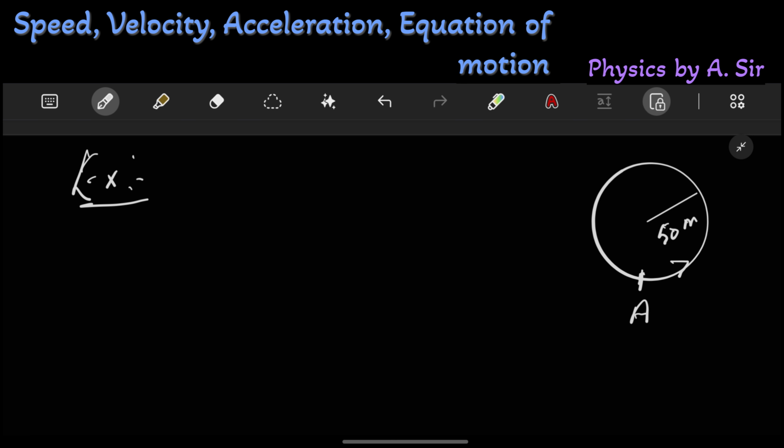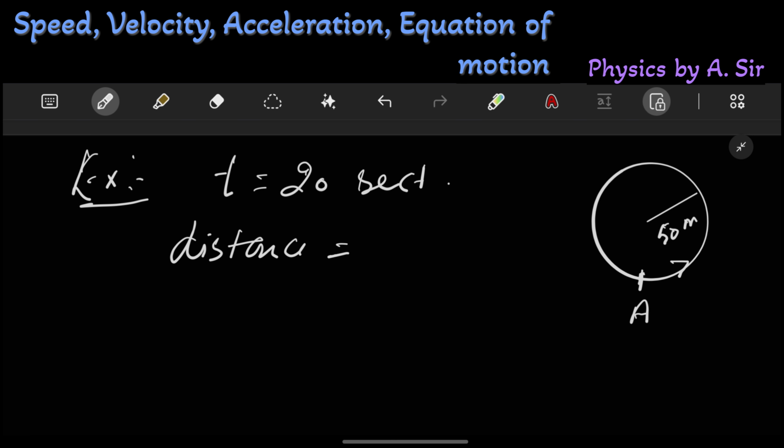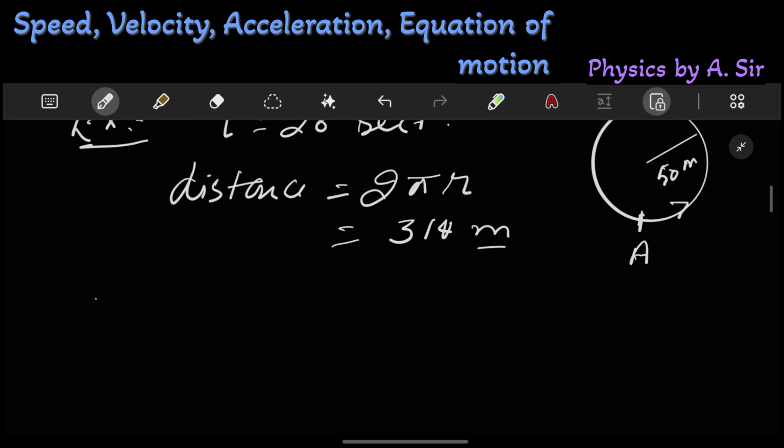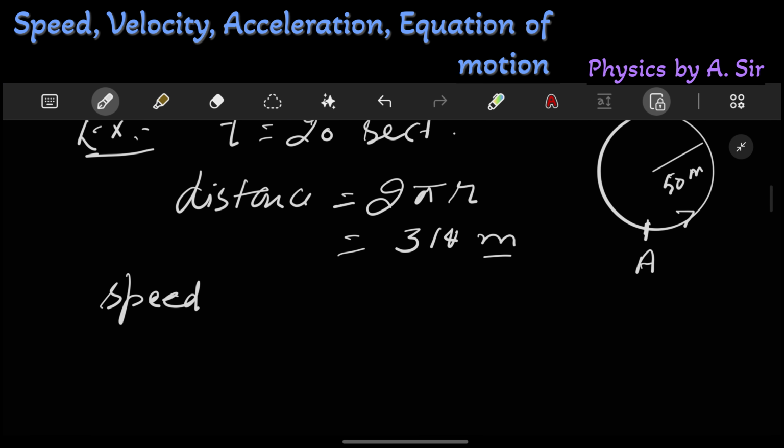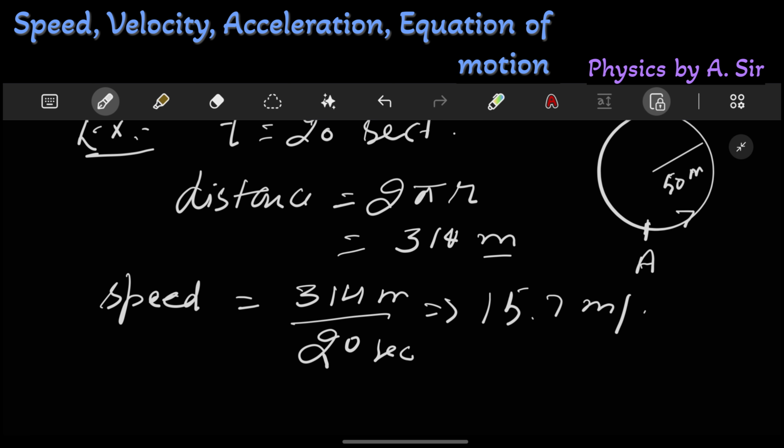So back to the starting point in 20 seconds. So t will be 20 seconds, and the distance covered by this runner is the circumference of the circle, 2 pi r. So that will be 314 meter, and then speed will be that distance divided by that time. So if it is in meter and this is in second, then it comes around 15.7 meter per second.